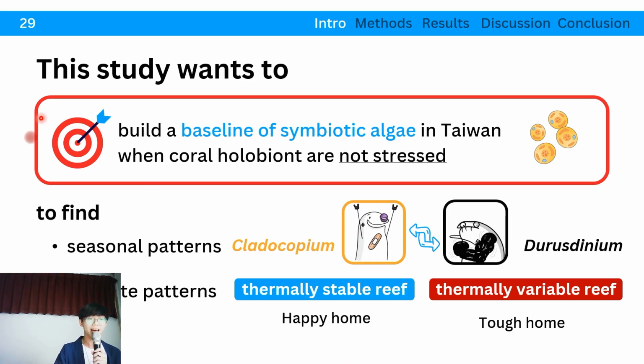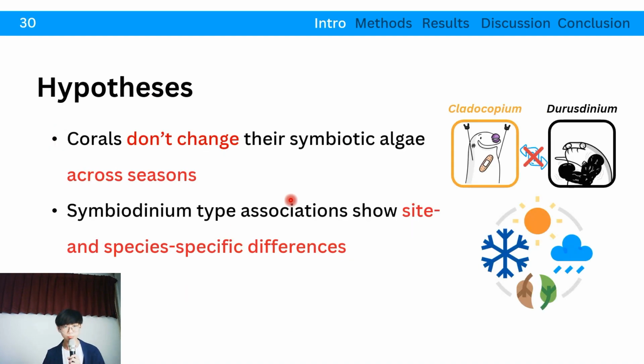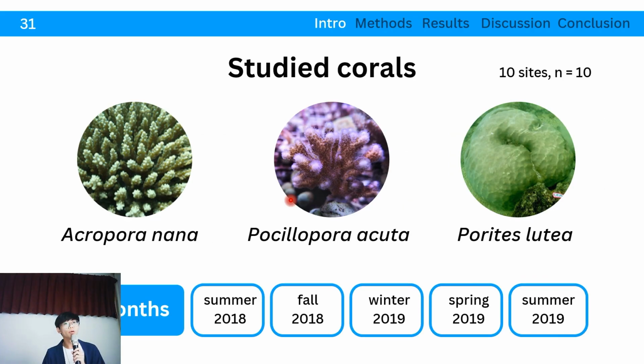And we're trying to check the patterns. We wanted to see if the symbiotic algae would change from Cladocopium to Durusdinium, and if there are reef-site patterns. We have two hypotheses, because changing the symbiotic algae is quite hard and difficult. So we assume that the corals don't change their symbiotic algae across different seasons, but that we'll find reef-site and species-specific differences.